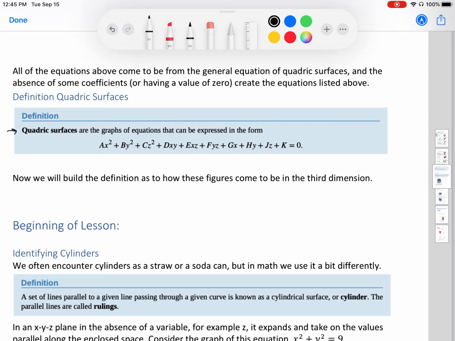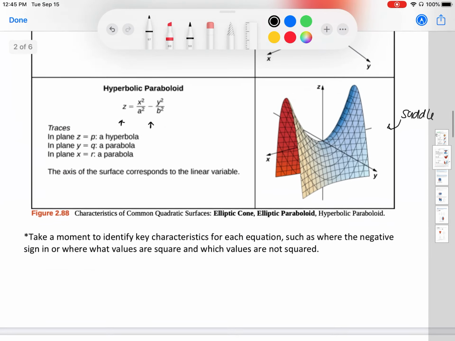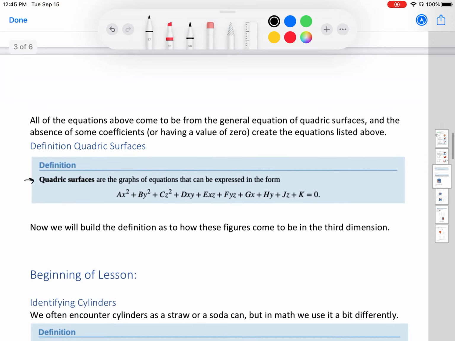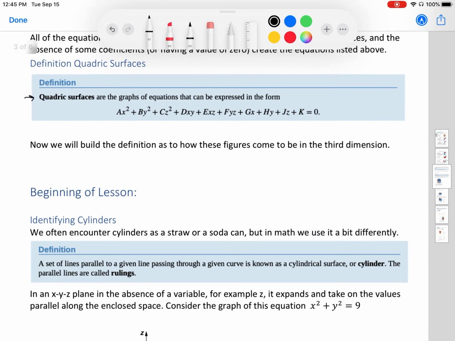So your definition is: quadric surfaces are graphs of equations that can be expressed in the form ax squared plus by squared plus cz squared plus dxy plus exy plus fyz plus gx plus hy plus jz plus k equals 0. And all of the equations we saw above can be written in that form if we multiply them out so that there aren't any fractions, and if a variable is missing, then we just put a 0 coefficient. So they all come from that general quadric surface.